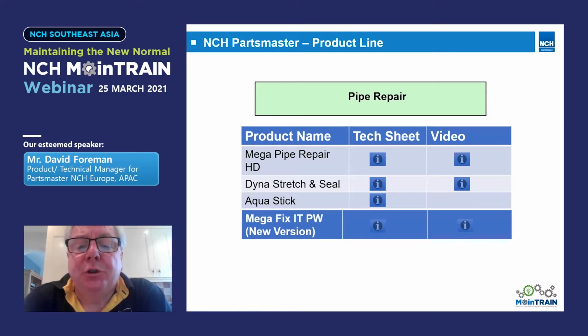Okay, so there are two pipe repair bandages. Now, to support those, we have two repair sticks. One is called Aqua Stick, and the second one is called Megafix It PW. They both use very similar technology, but they have slight variances between the two. So what I'm going to do is play the video for Megafix It PW that shows the principle of the technology behind both products.